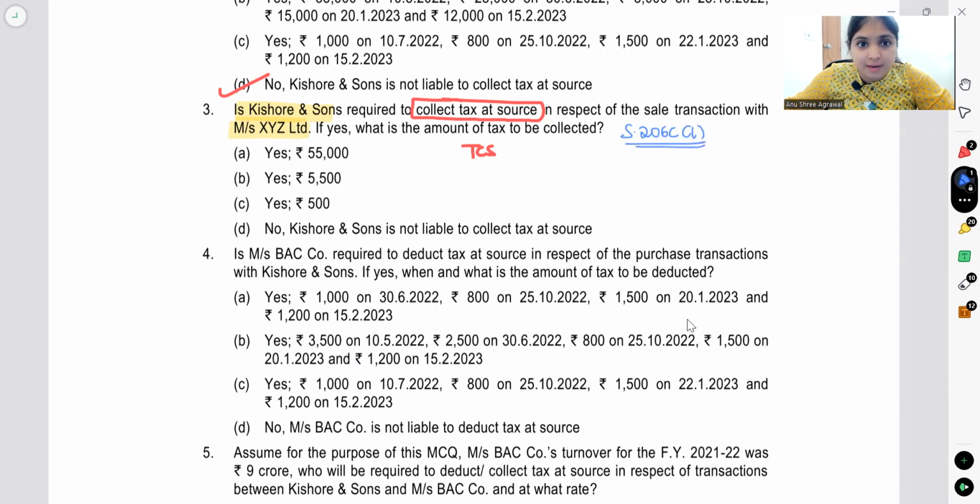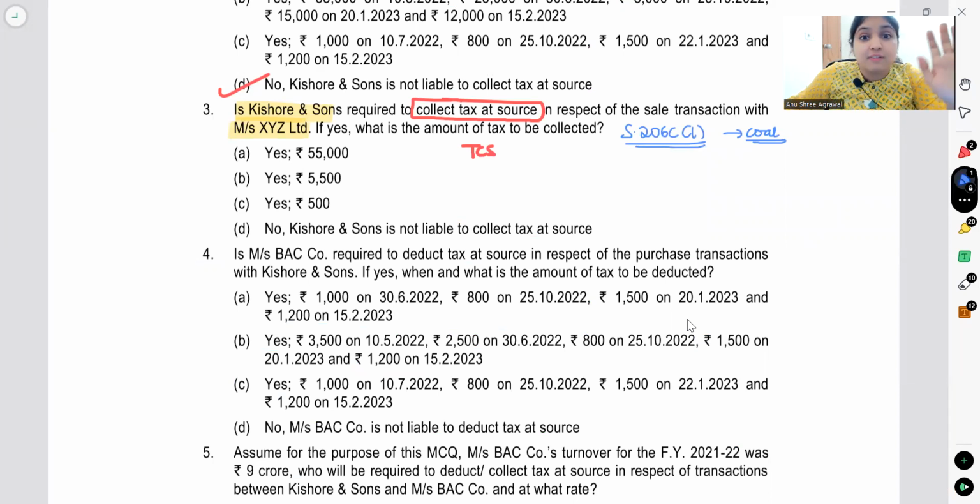Because reason number one, the goods over here are coal and coal is covered by 206C1. Hence, I can't talk about 206C1H because some other TCS section is applicable. You know very well, right? If some other TCS section is applicable, you can't apply 206C1H because 206C1H is a bigger section. And we're not talking about TDS and all. The question itself is asking us only about TCS. So we will talk about 2061.